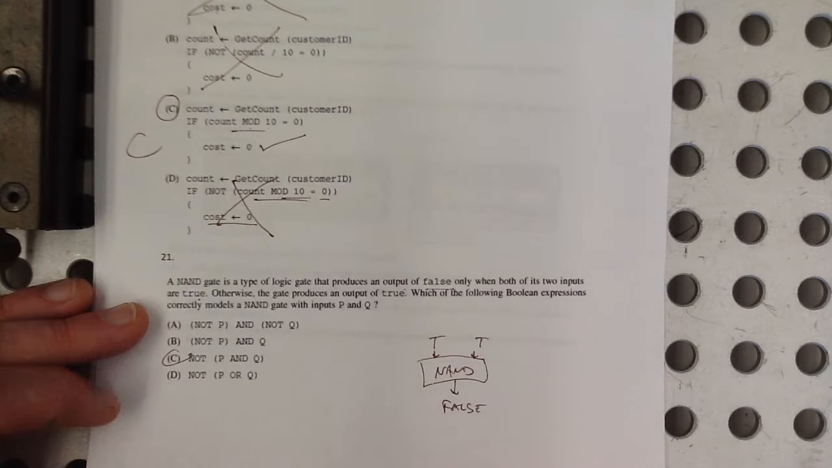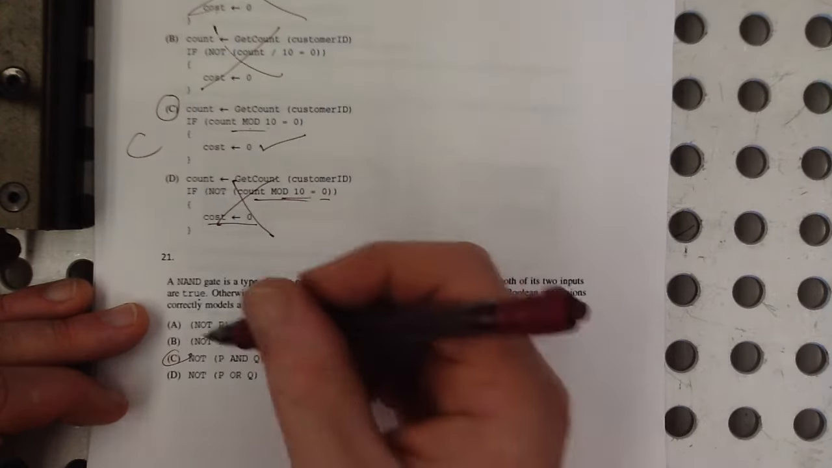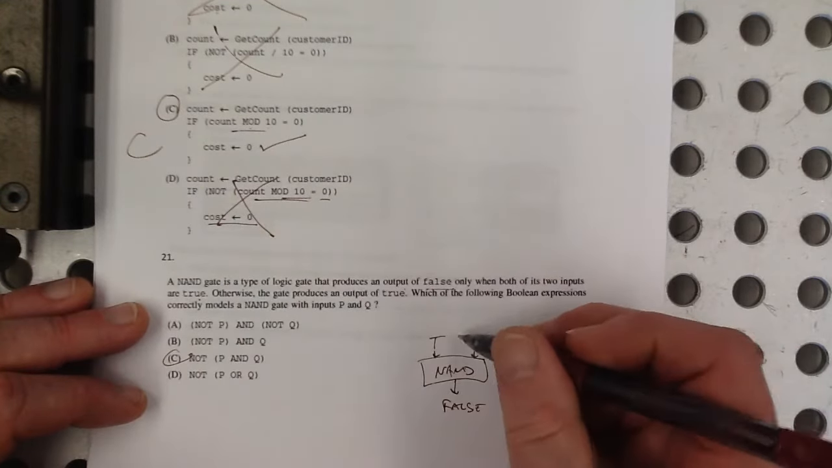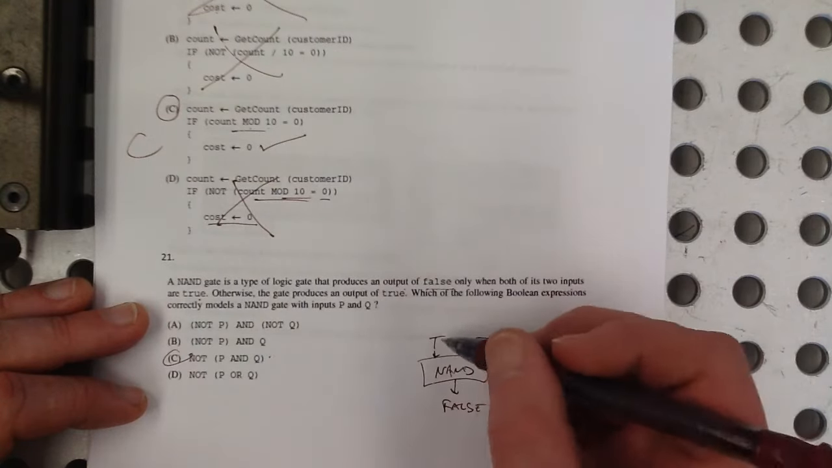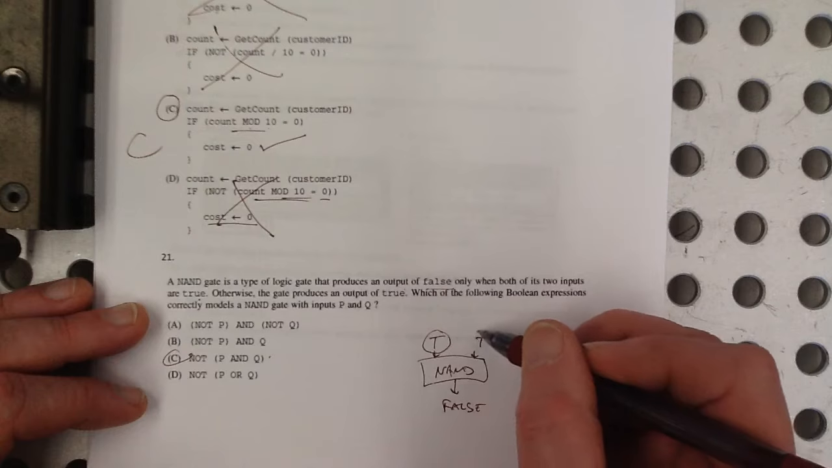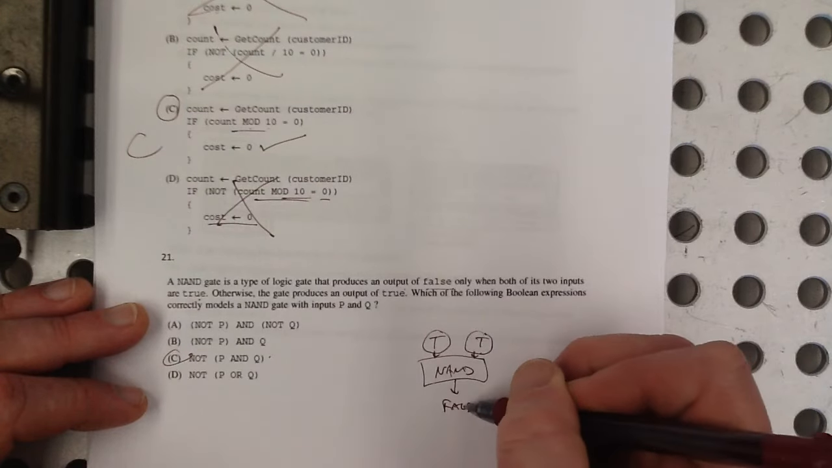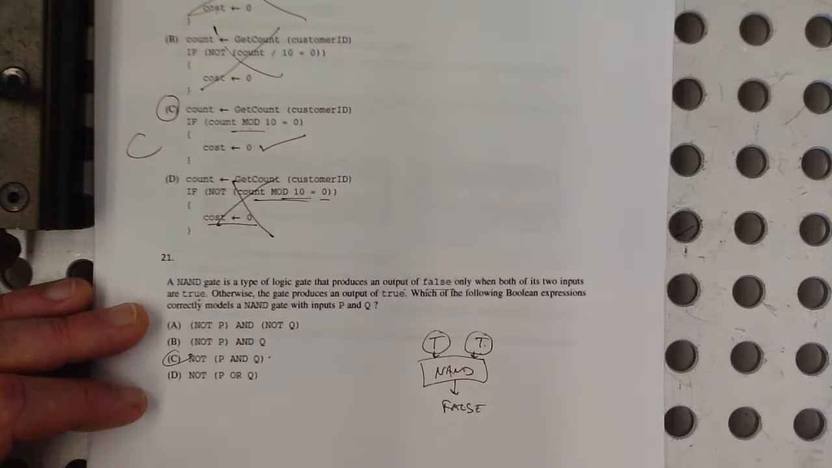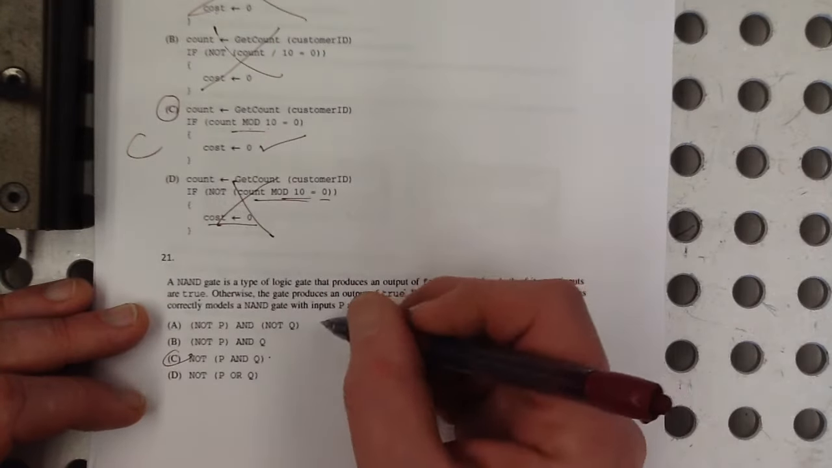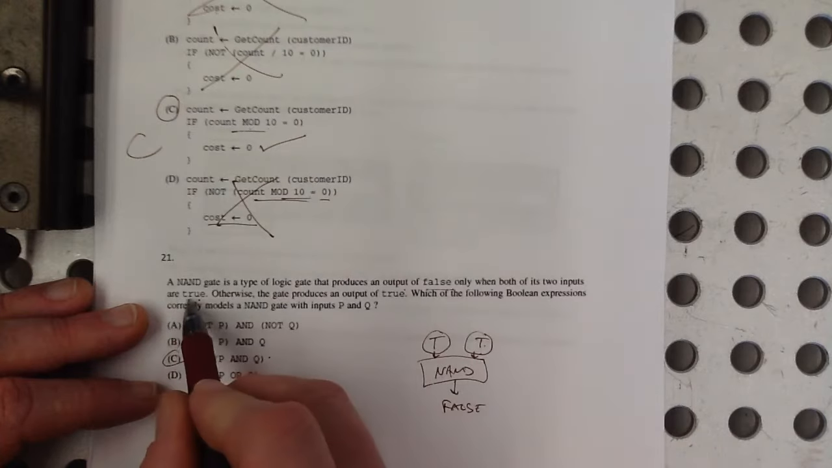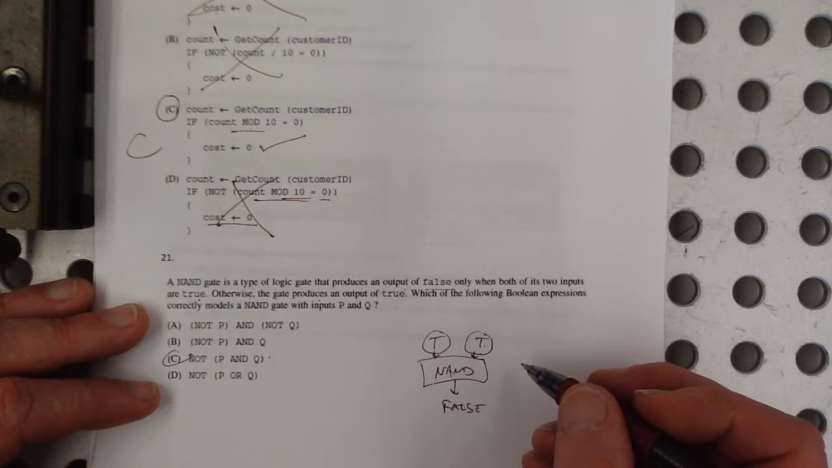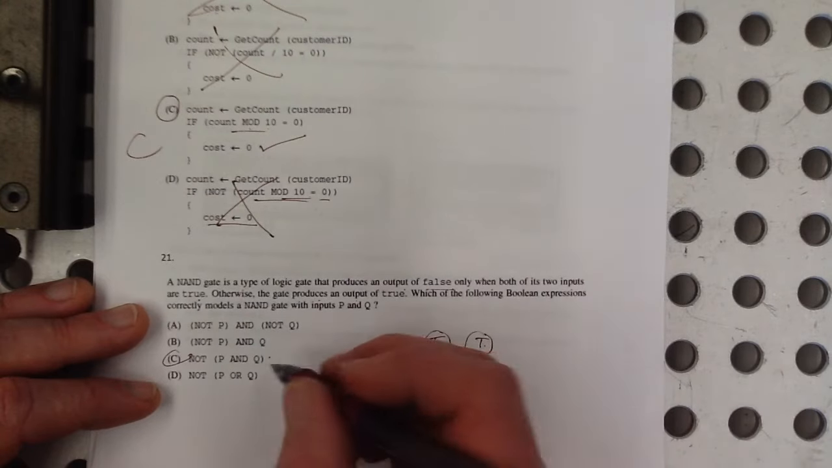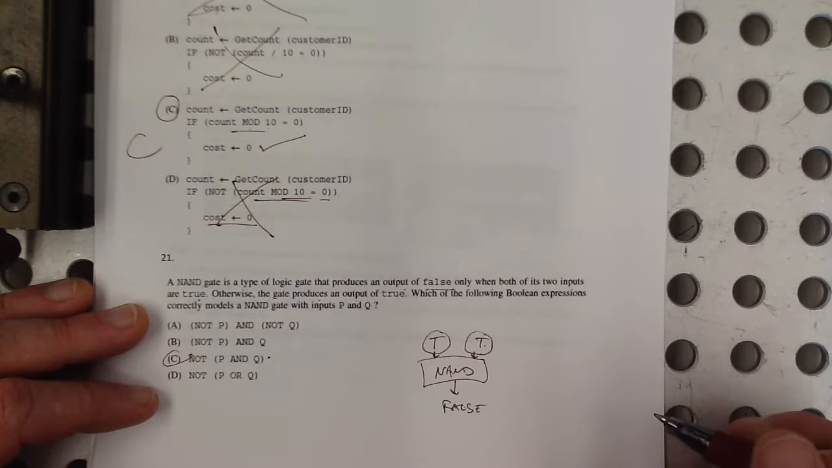So you can mess around with these different ones, but this is the correct one. It does the exact opposite of an AND gate. So it takes these two, only if they're true does it return false. Oh, wait a minute. Well, let me check this. Both inputs are true, otherwise it's an output of true. Yes, this is correct.